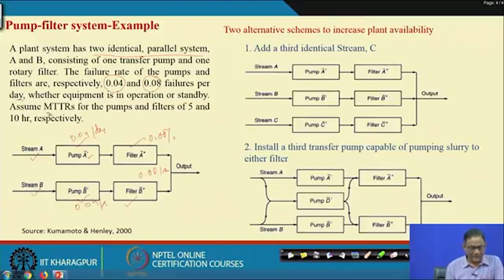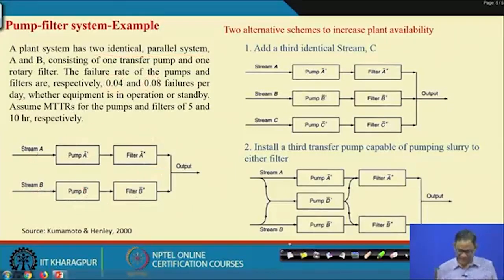And you see that another issue is that if the pumps or the filters fail, then they can be repaired, and the repair time is also given, in terms of mean time to repair, for pumps and filters 5 and 10 hours respectively. So the MTTR for pumps is 5 hours and MTTR for filter is 10 hours. Okay, so this is a combined system where both failure and repair processes are involved.